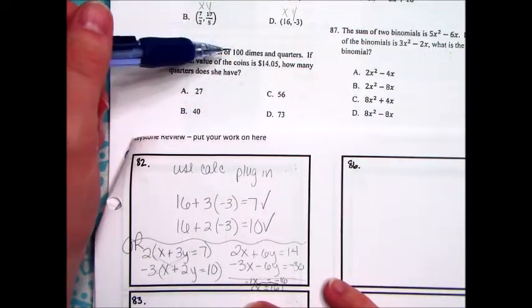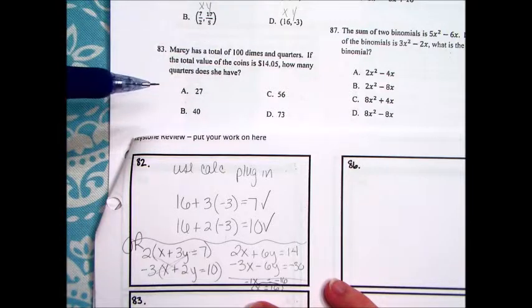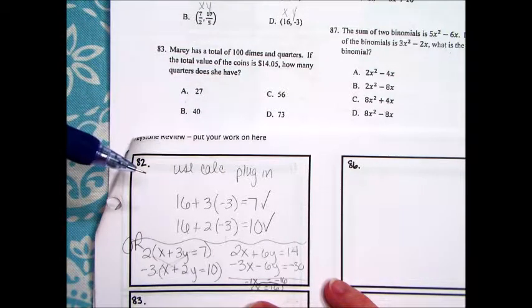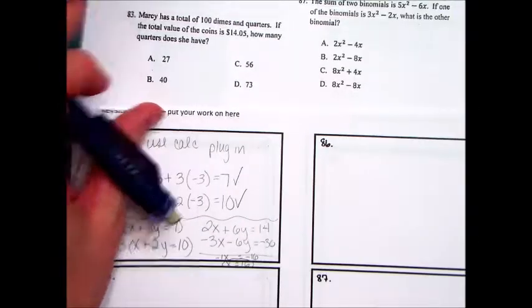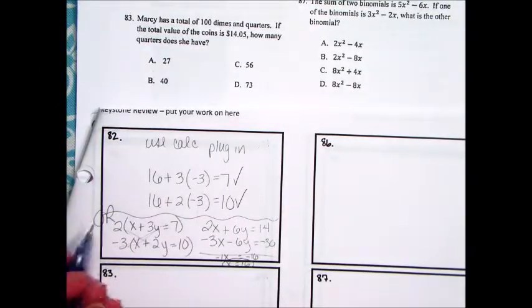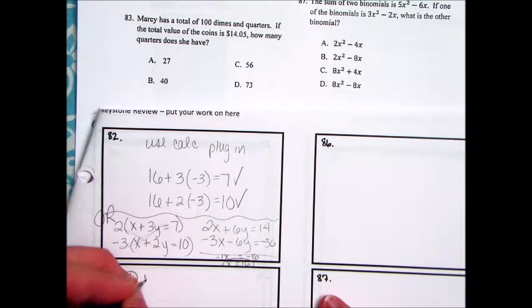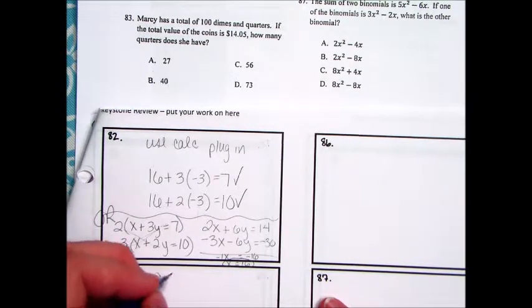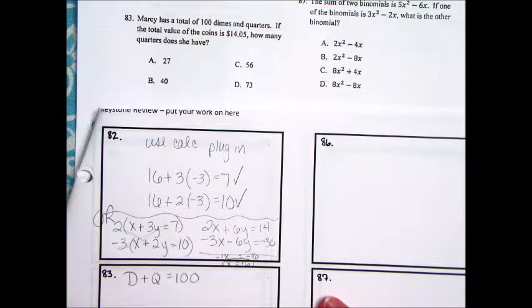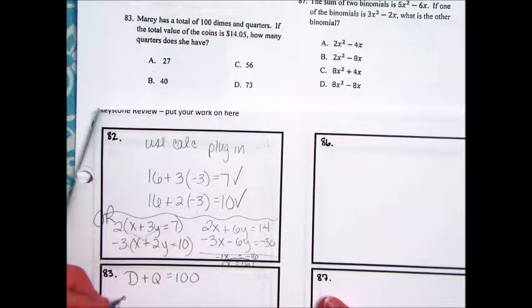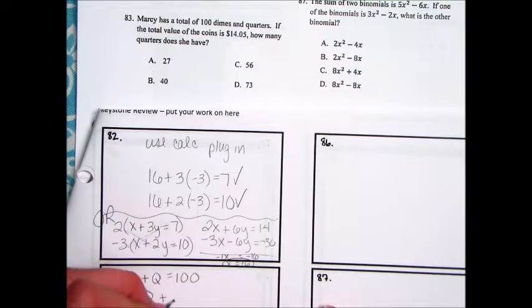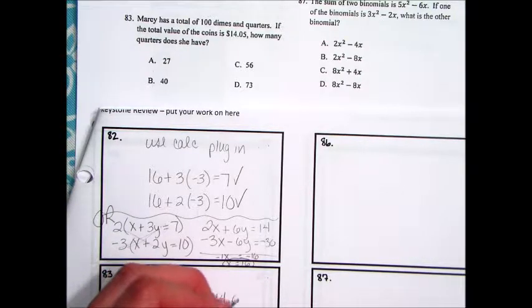83. Marcy has a total of 100 dimes and quarters. If the total value is 1405, how many quarters does she have? Well, you can make two equations from these, for example, dimes and quarters. So if we say the dimes and the quarters makes 100, that's a great equation. Now every dime is 10 cents, so put 0.10d, and every quarter is 25 cents, so put 0.25q. And that has to equal 1405.